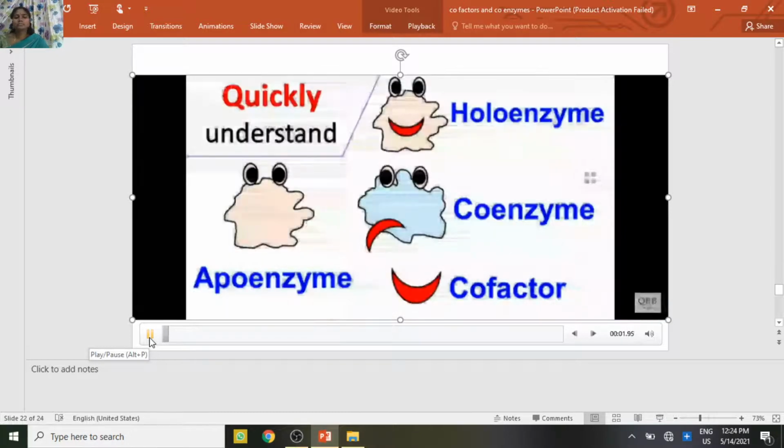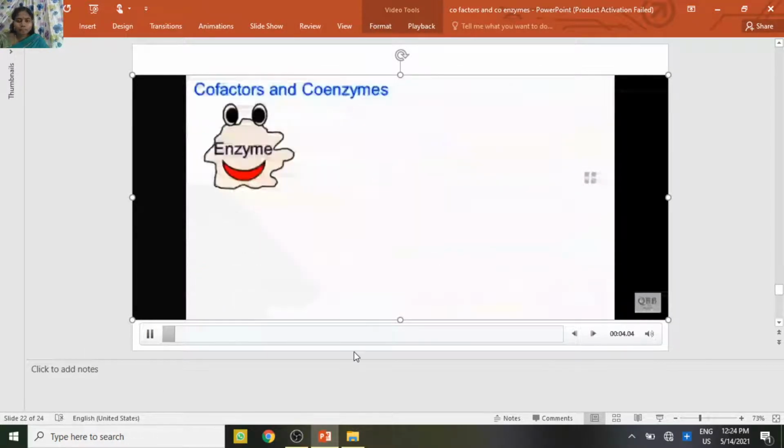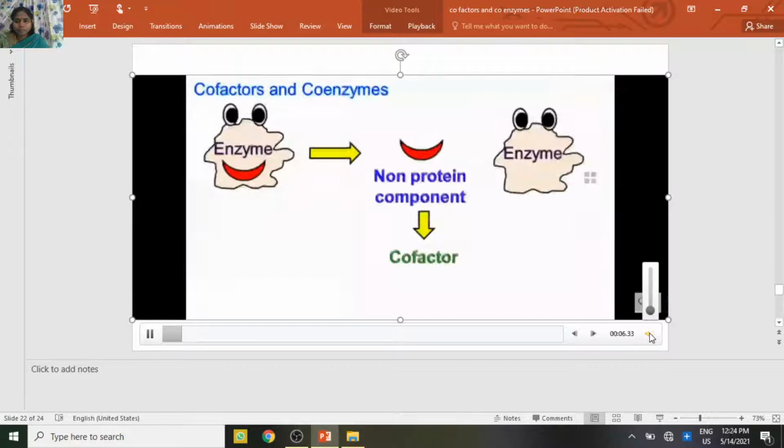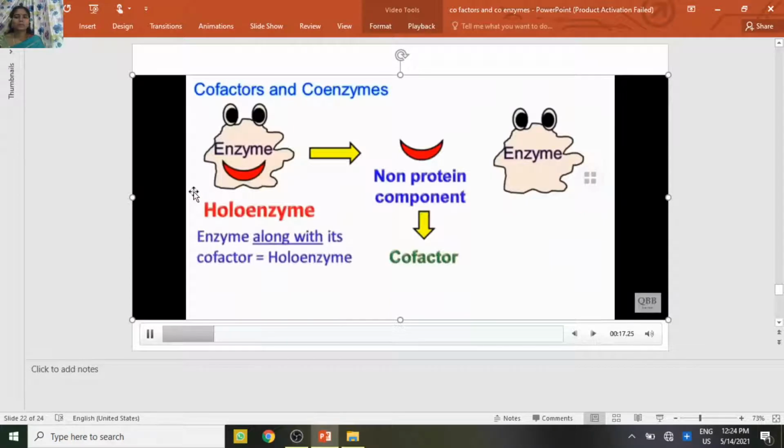Cofactors and coenzymes. Some enzymes need non-protein components for their reaction. These non-protein components are called cofactors. An enzyme along with its cofactor is called holoenzyme. If such an enzyme loses its cofactor, then it's called apoenzyme. Apoenzyme is usually inactive and requires the cofactor for its function.